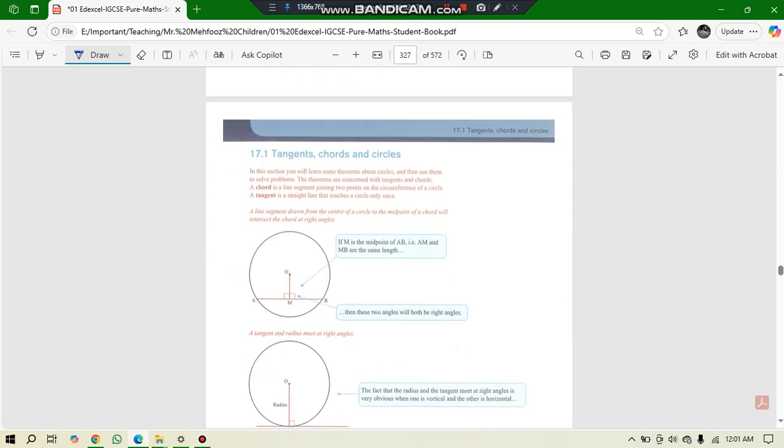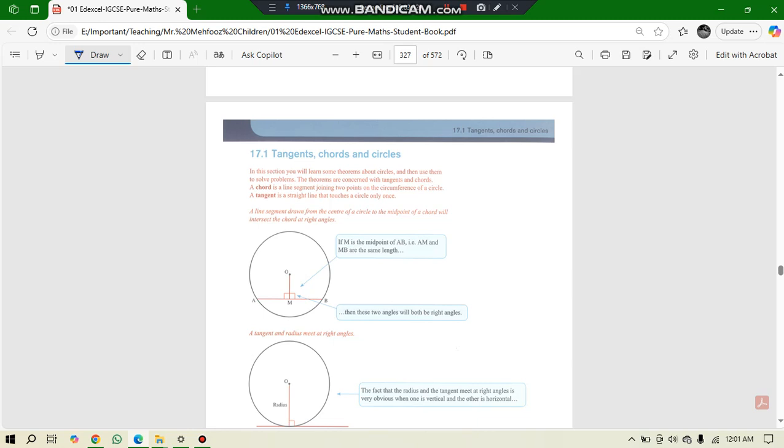So the first topic of this chapter is tangents, chords and circles. In this section you will learn some theorems about circles and then use them to solve problems. The theorems are concerned with tangents and chords. So in this topic 17.1, we use some theorems about chords and tangents of the circle, and that helps us to solve different real life problems or different simple problems.